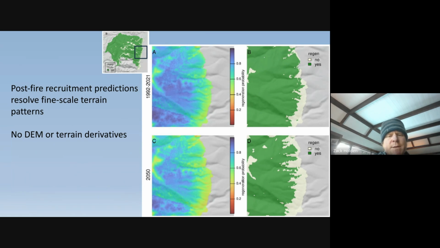And what we're starting to see in these outputs is that our future projections show north slopes being refugia, if you will, places where we retain recruitment, where corresponding south slopes are projected to lose recruitment potential. I just want to highlight we're doing this without any terrain derivatives. This is all basically using climate data, which I think is a small milestone in landscape ecology. Next slide.